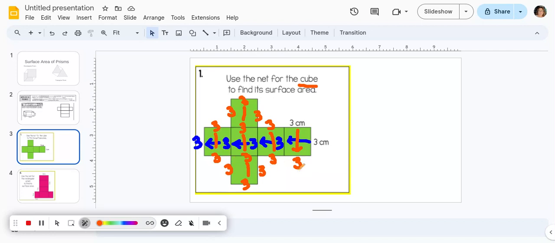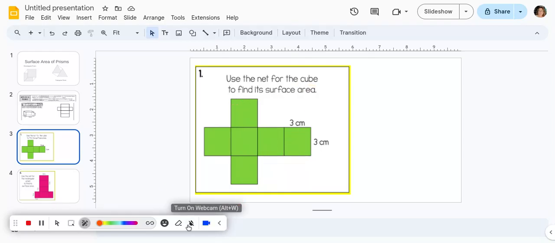Okay. So now that I know that all of these are 3, let's find our areas. I'm going to number these shapes. I'm going to number this one 1, 2, 3, 4, 5, and 6.